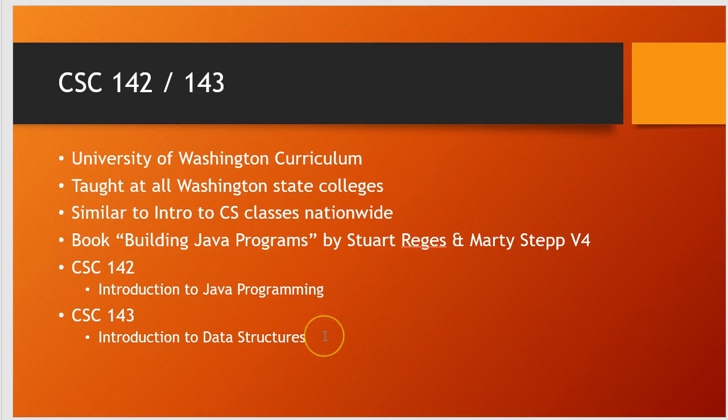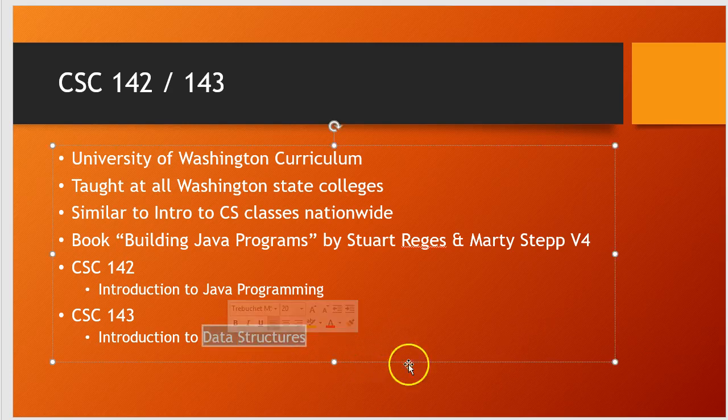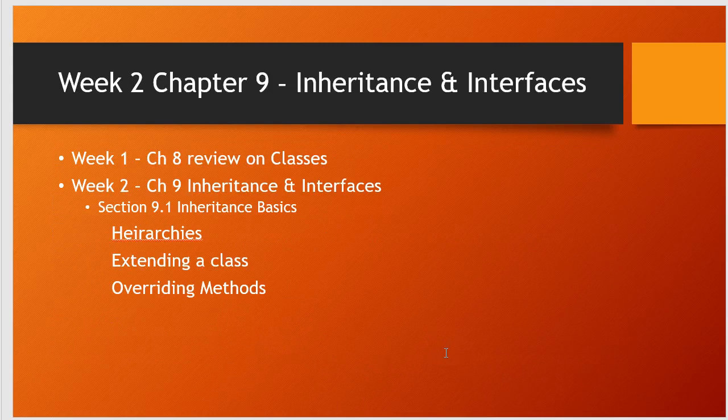So CSC 143 is all about introduction to data structures. We are studying this week chapter 9. CSC 142 covers chapters 1 through 8 up to classes. Now starting in chapter 9, we're moving on forward to more advanced topics and classes. This week, inheritance and interfaces. So today, this video is going to cover specifically section 9.1, inheritance basics, hierarchies, how to extend a class, and how to override a method.